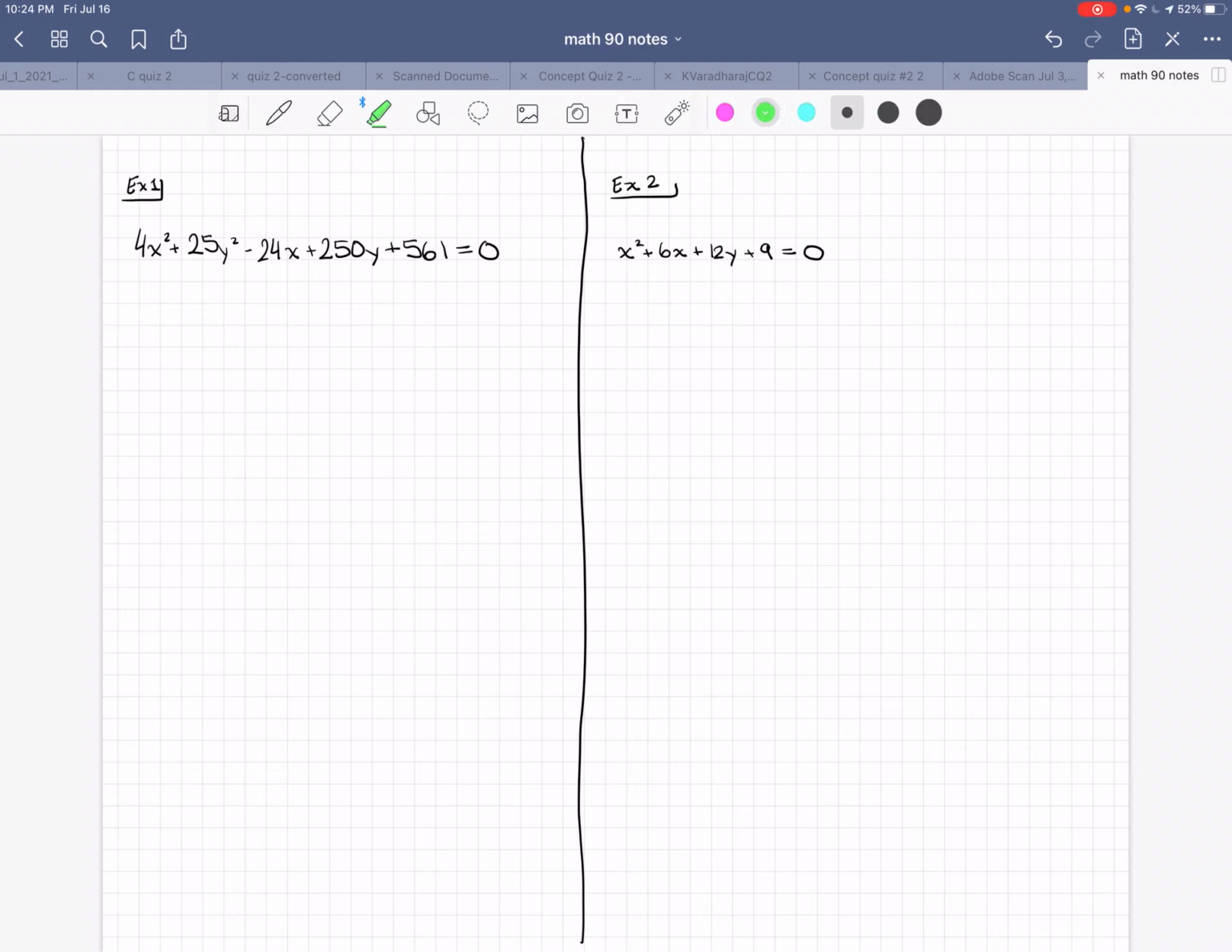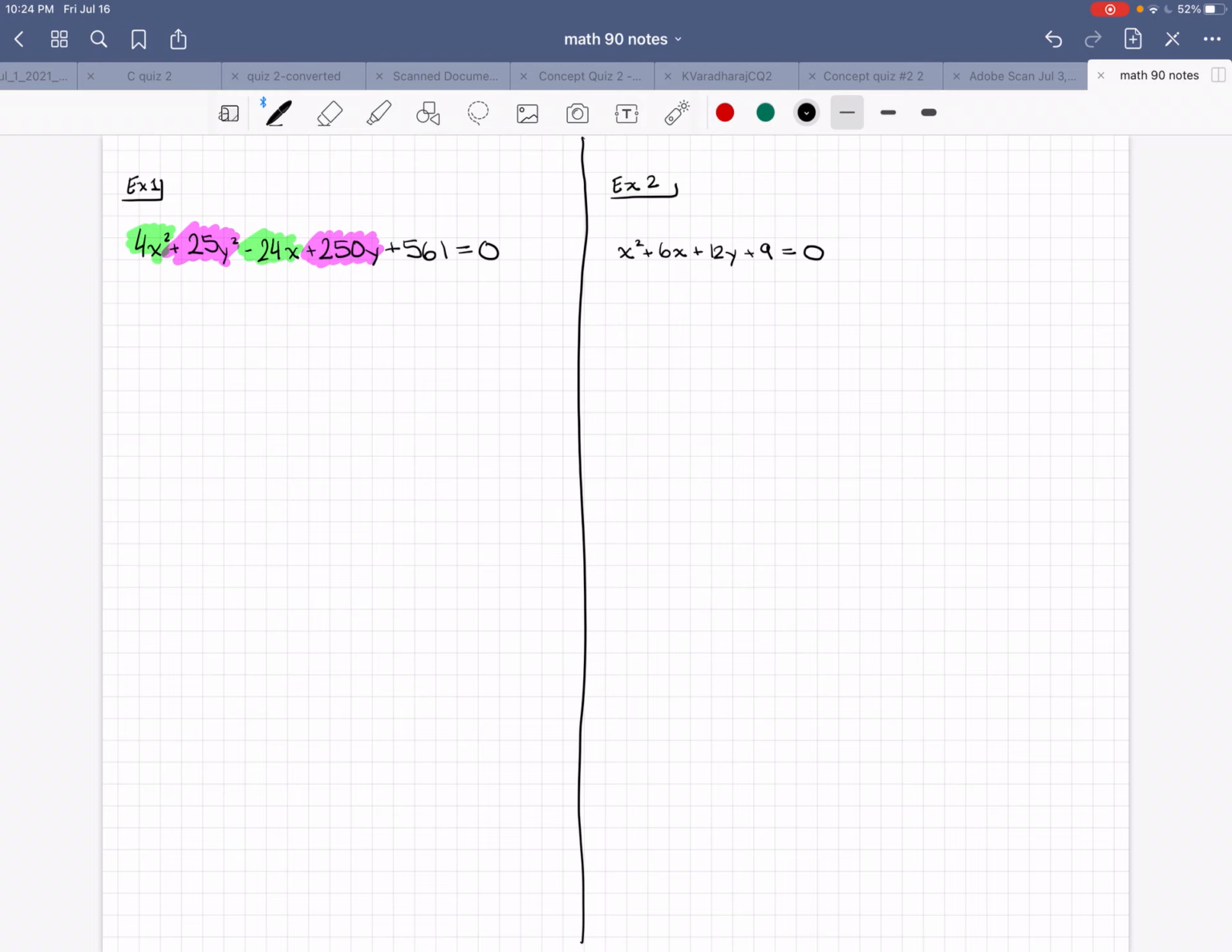So I'm going to go ahead and highlight. Here are my x terms, 4x squared and minus 24x. I'm going to group them together. And then I have 25y squared plus 250y, and those are my y terms. 561 is my constant. You can either choose to leave it on the left or move it to the right. I'm actually going to go ahead and move it to the right myself.